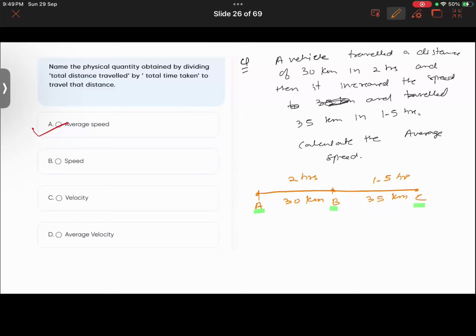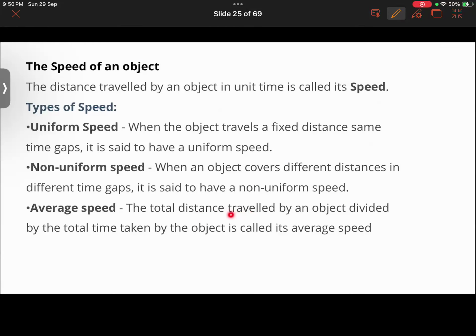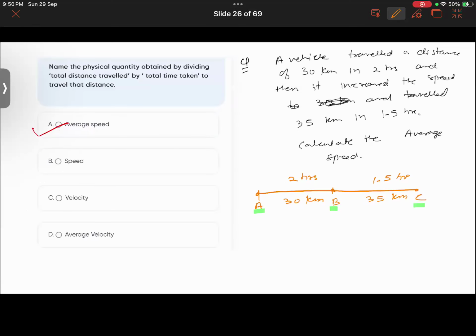Sir, do you have to calculate the average speed of both parts of the journey combined or separately? No, average speed by definition, what does the average speed say? By definition, average speed is the total distance traveled divided by the total time taken by the object. Sir, but the speed has increased, so we can calculate it separately. So 30 kilometer upon 2 hours, and then we can add both of them. No, not in that manner. Go by the formula. Just add the given distances and divide it by the given times. Okay now, total distance will be 65 kilometer divided by 2 plus 1.5.